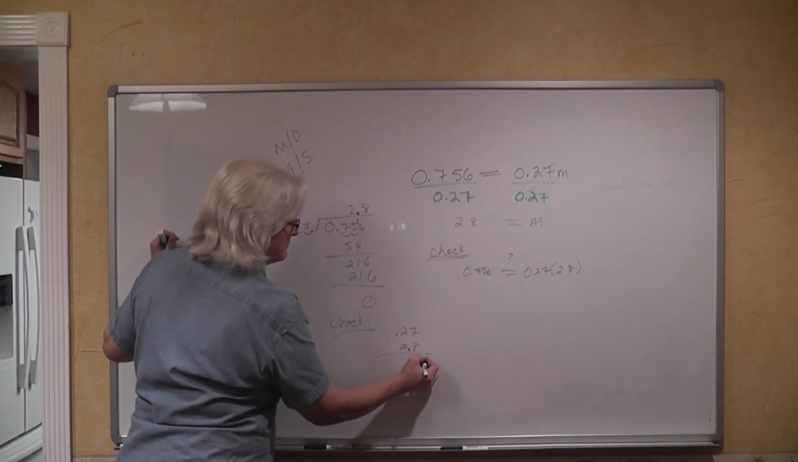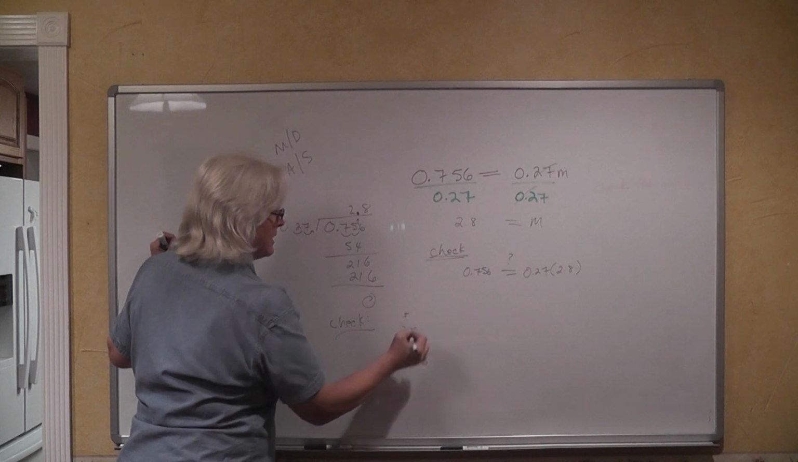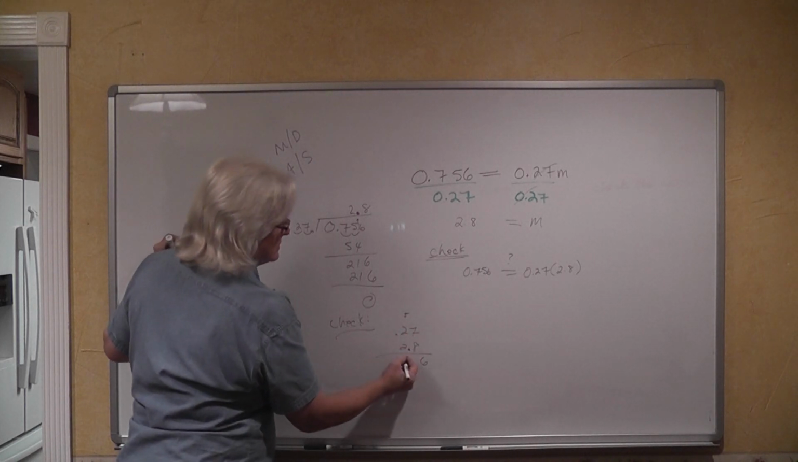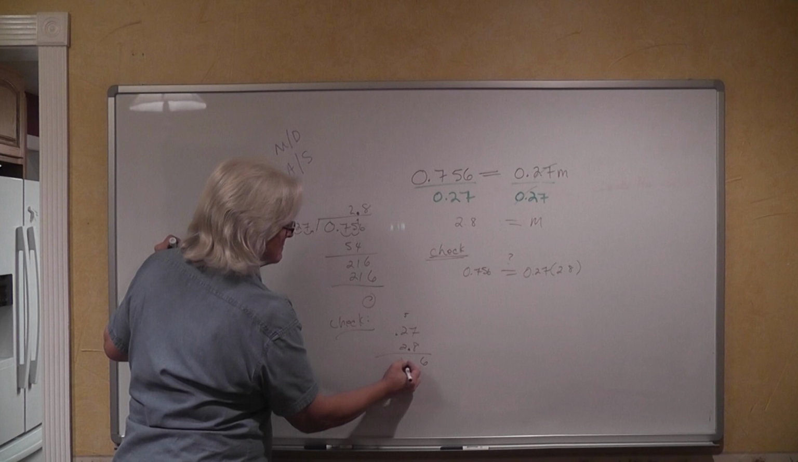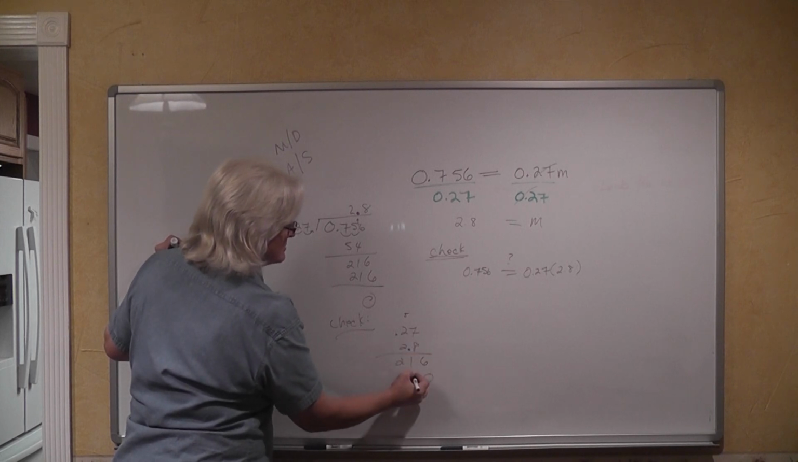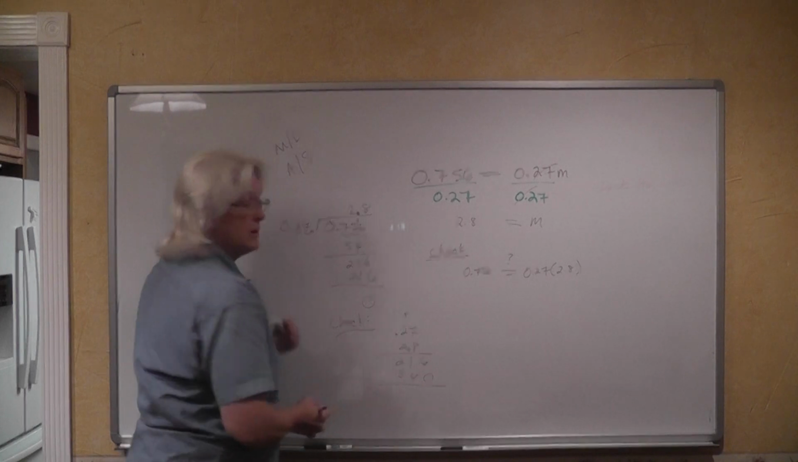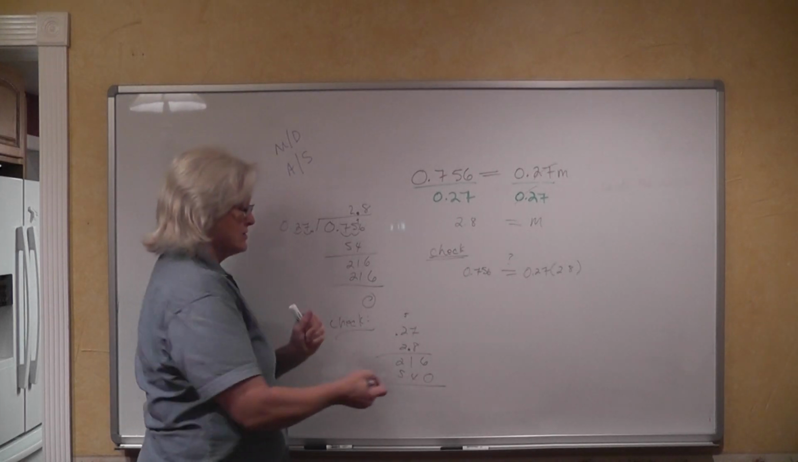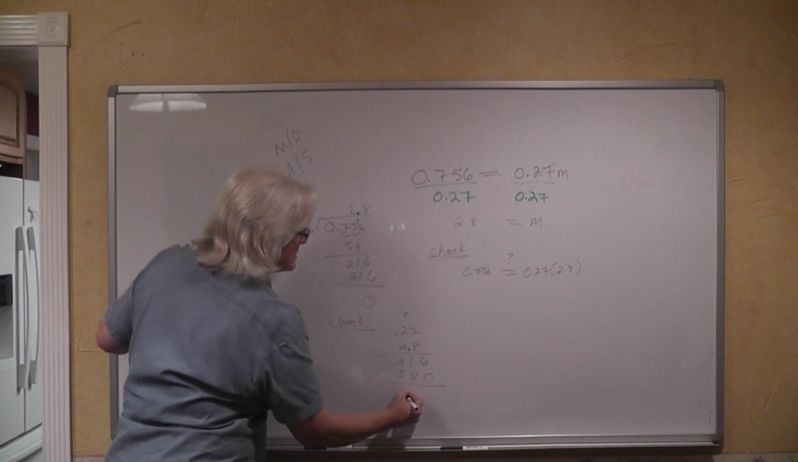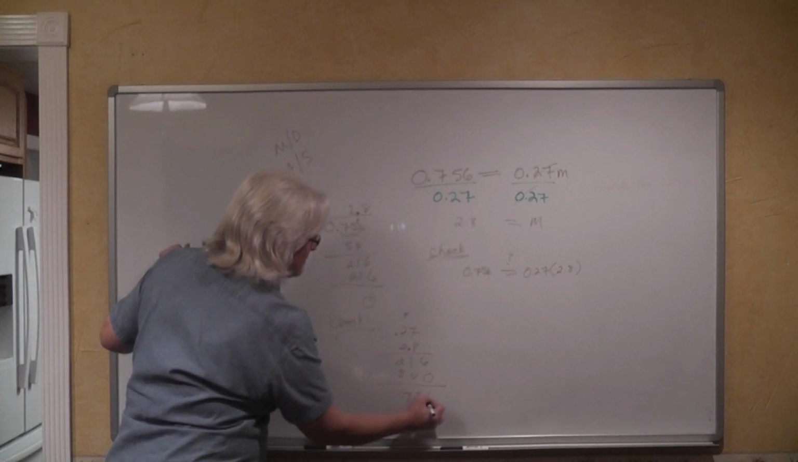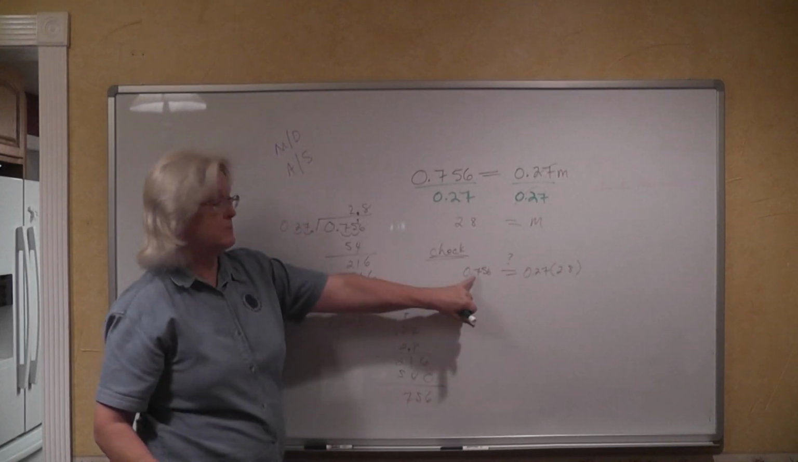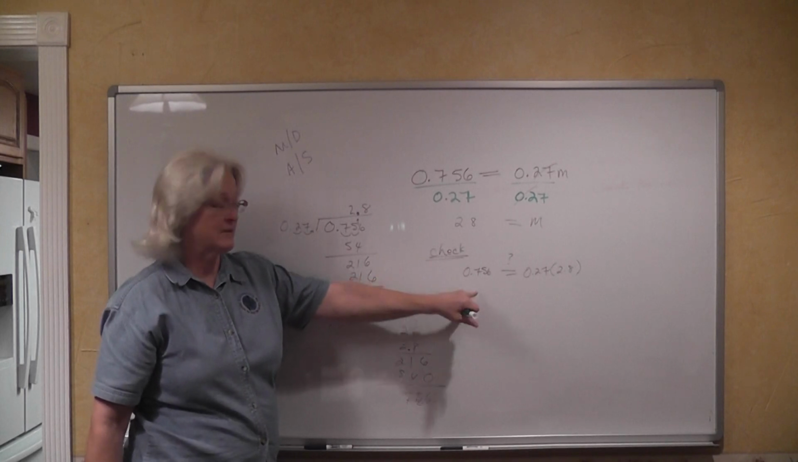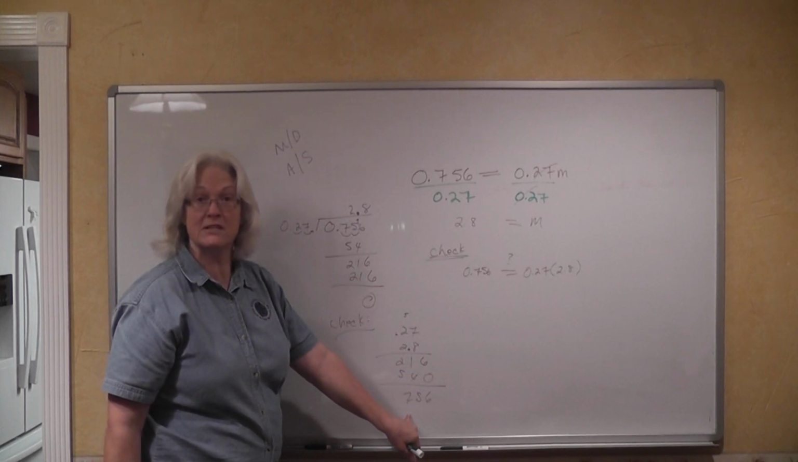7 times 8 is 56. Carry 5. 16 to 1. 2 times 7 is 14, plus 5. You add our partial products. These are called partial products. 7, 5, 6. But I thought it was supposed to be equal to 0.756, and I have 756.